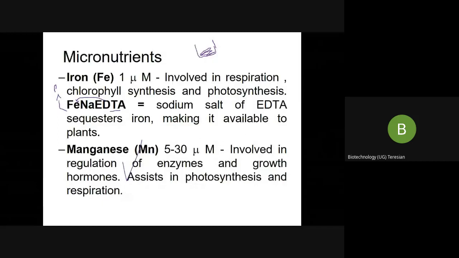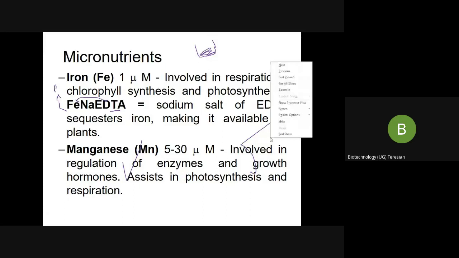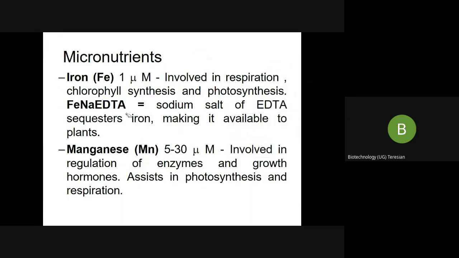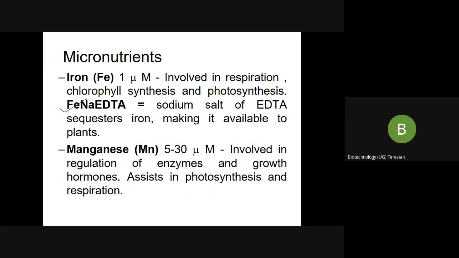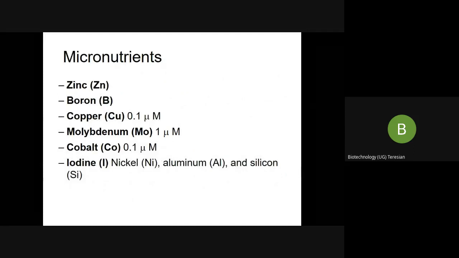Again, the other chemical we use is manganese. It is involved in the regulation of enzymes, growth hormones, and it even helps in photosynthesis and respiration. So this is the importance of your iron. We use it in this form. These are the other micronutrients, as I mentioned earlier, and you can use them in very small quantity.